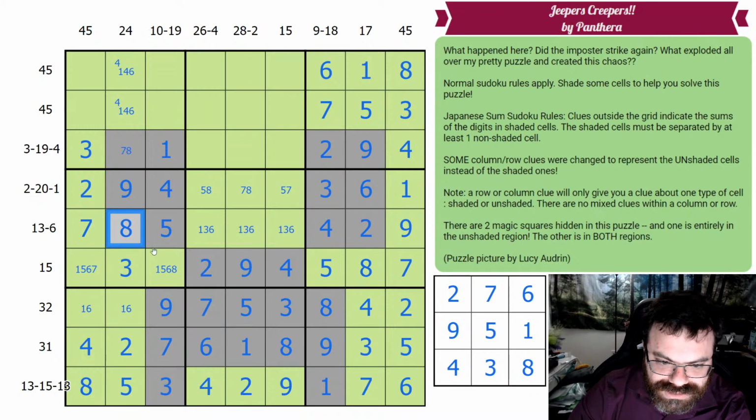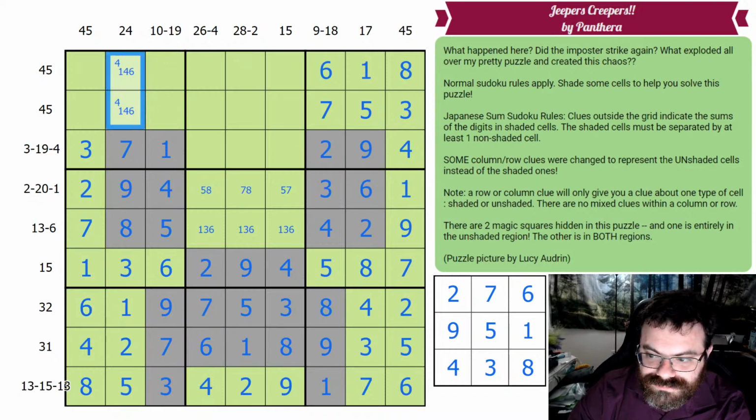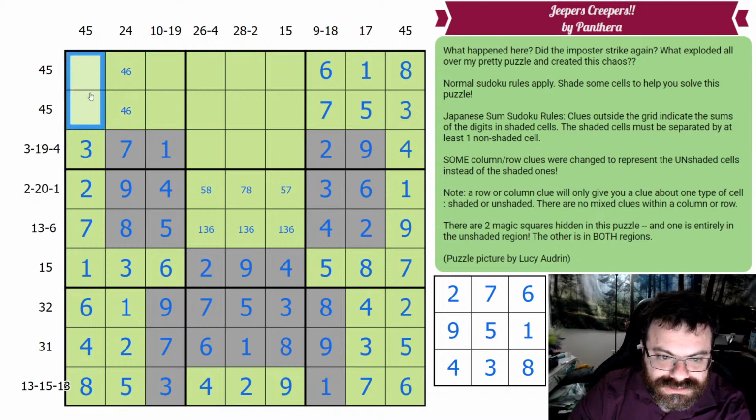This is 7, this is 8. That's 7. This is not 1 or 5. This is not 5 or 7. Oh, there's an 8 in the box. That's 6, that's 1. I think we're finishing up. 1, 2, 3, 4, 5, 9.